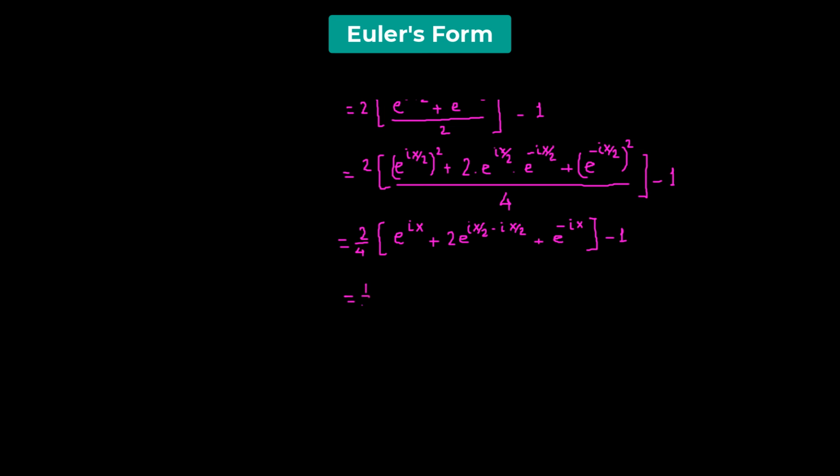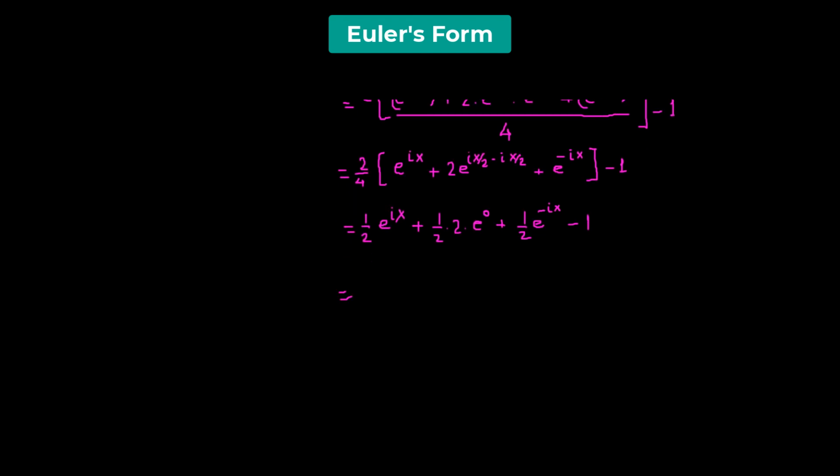So we have 1 over 2 multiplied to e to the power of ix, plus half times 2 times e raised to the power of 0, plus half times e raised to the power of negative ix, minus 1. Now we can combine the first term and the third term, so that will be e raised to the power of ix plus e raised to the power of negative ix over 2.